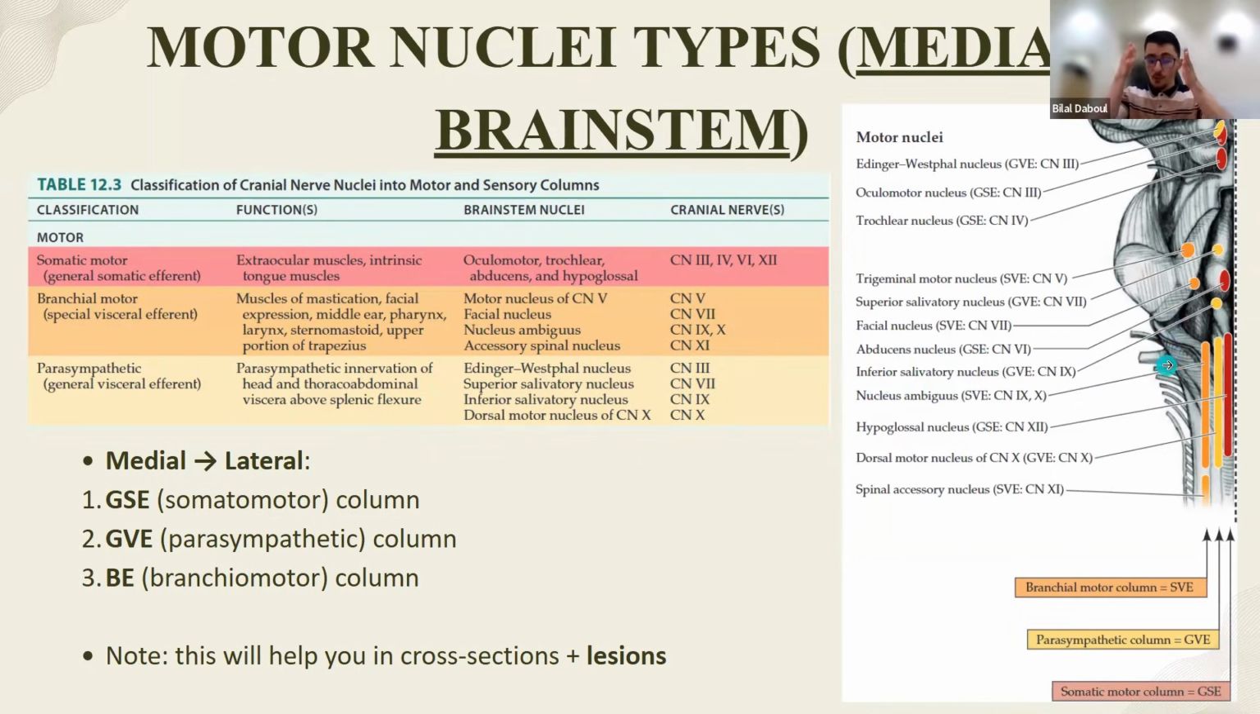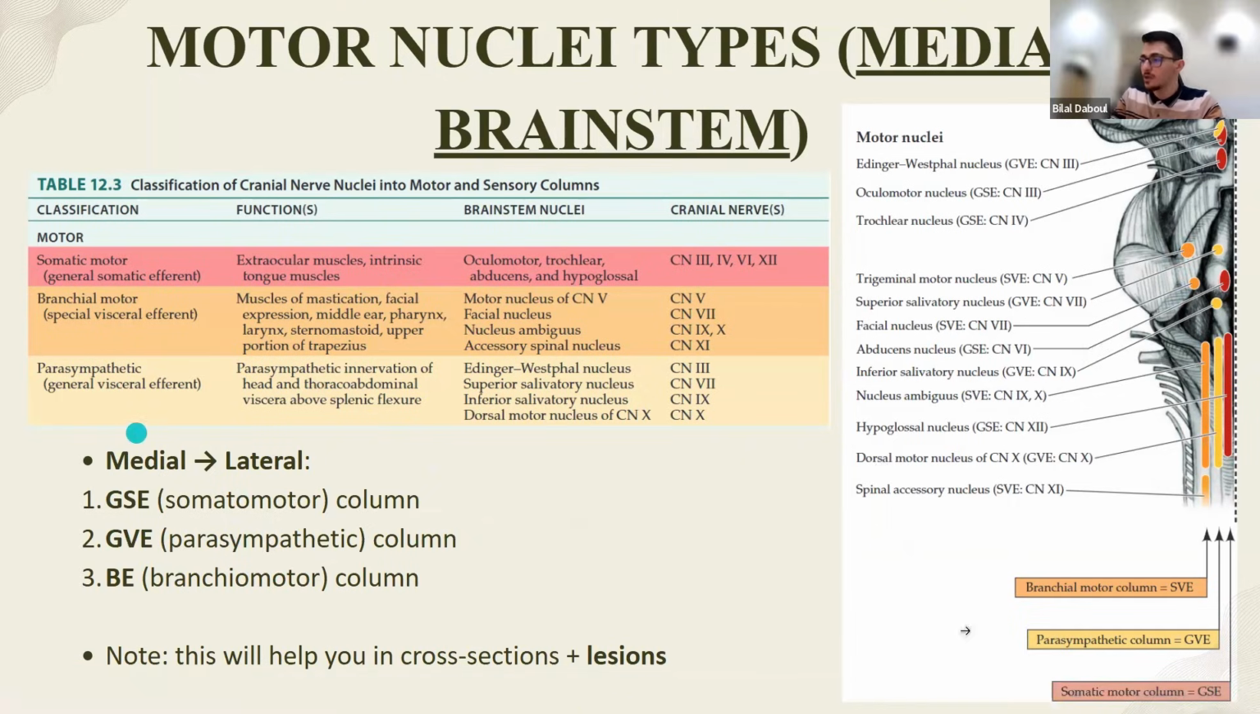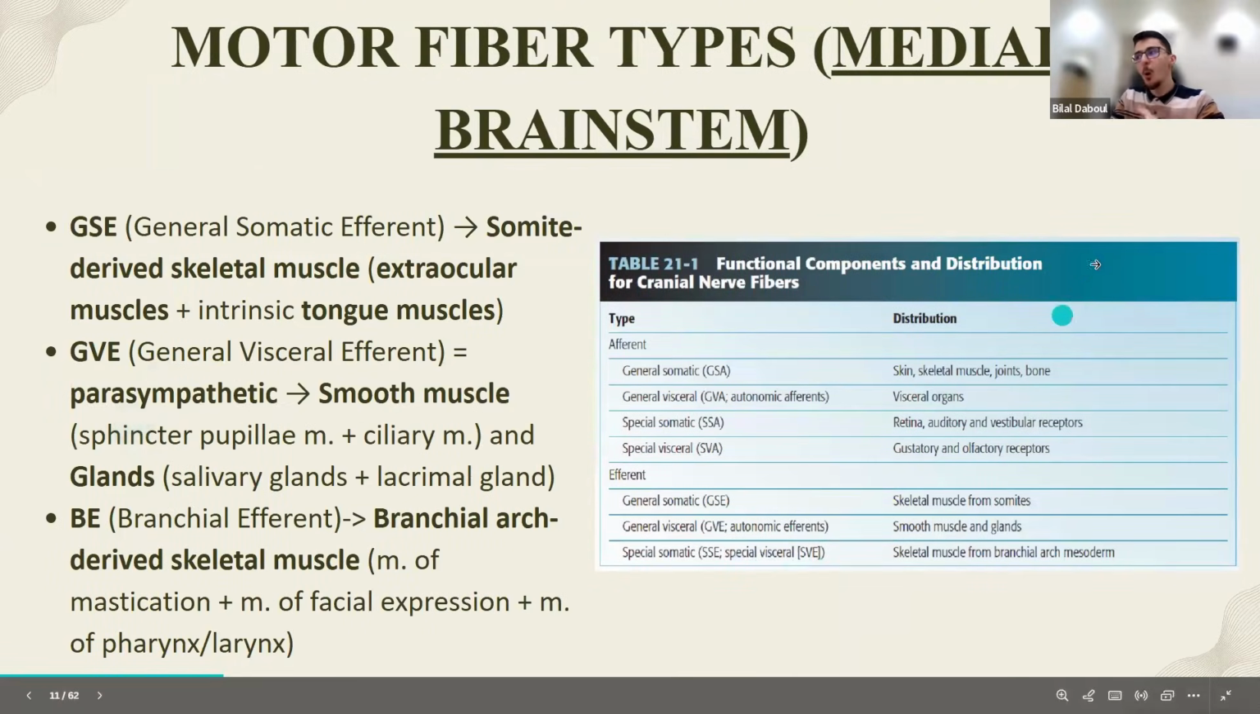So up to this point, the most medial motor nuclear column is the GSE or the somatomotor column. Just lateral to it, you have the parasympathetic nuclear column or the GVE column. And this corresponds to the cranial nerves I just discussed. Apart from this, the most lateral motor nuclear column in position would be the branchiomotor column or the branchial efferent column or the special visceral efferent column or the SSE column. Again, it's synonymous. SSE, SVE, BE, all the same thing.